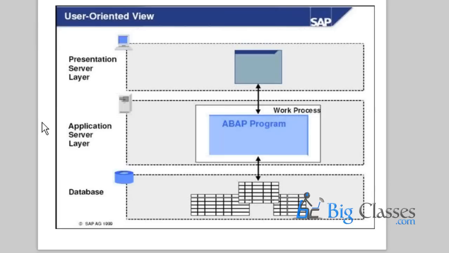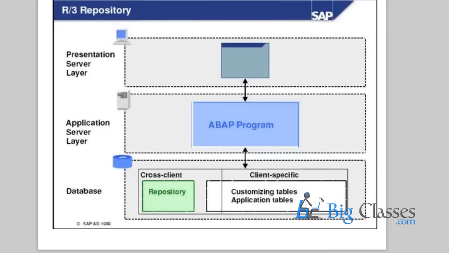And underlying is your database layer, where all your information is maintained, including the ABAP programs. Even the ABAP programs are maintained in the underlying database. So we have a terminology called the repository. The repository is a place in the underlying database where all the SAP related information is stored: your ABAP programs, your tables, and all those developments that make SAP run are stored in the SAP repository.